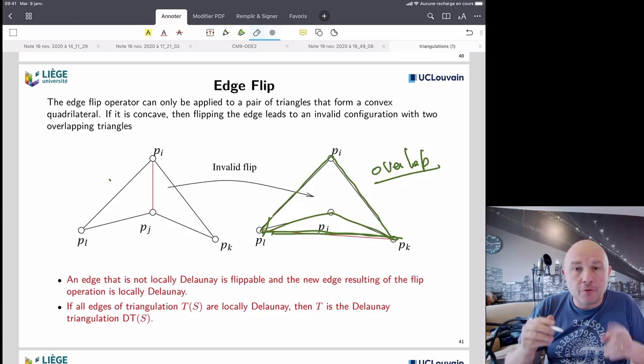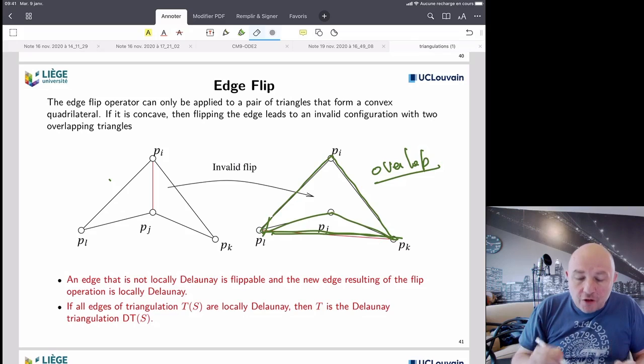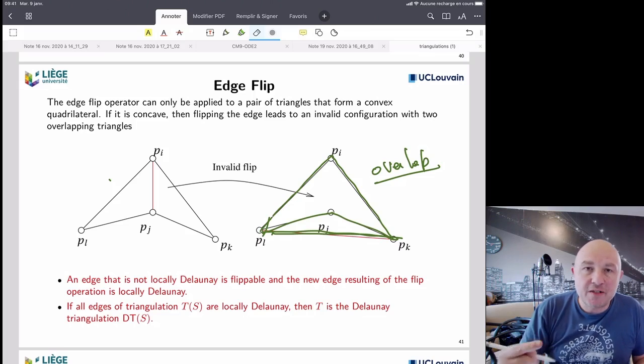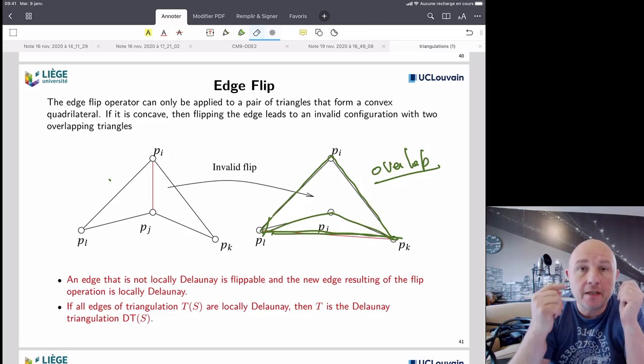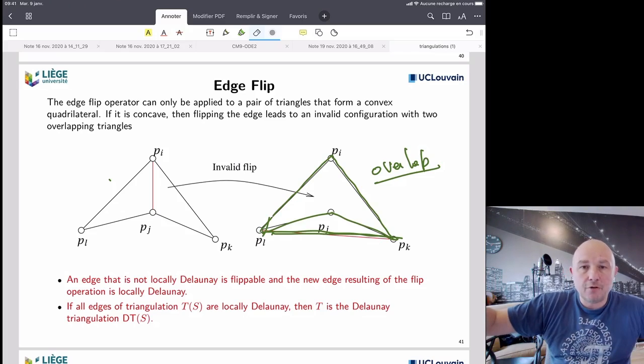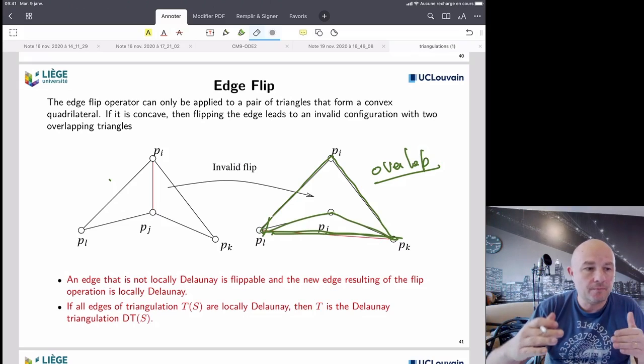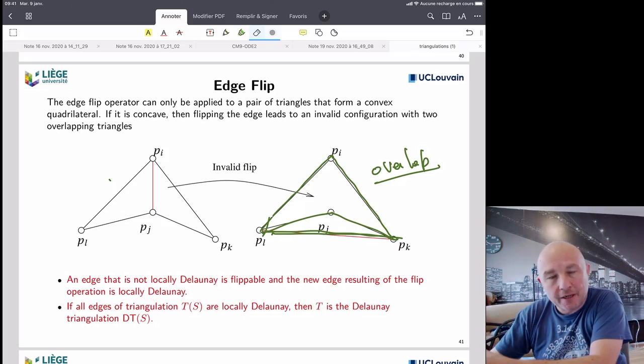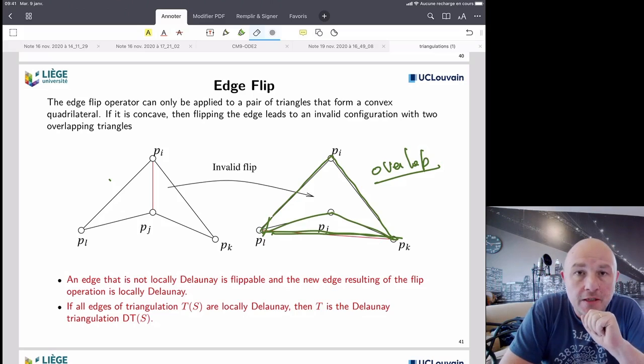A quite profound consequence, a lemma, from this result is that every triangulation is flip connected. It means that you can go from any triangulation of a set of points to any other triangulation only using flips. How do you do that?